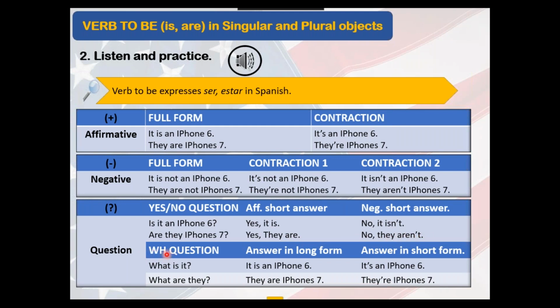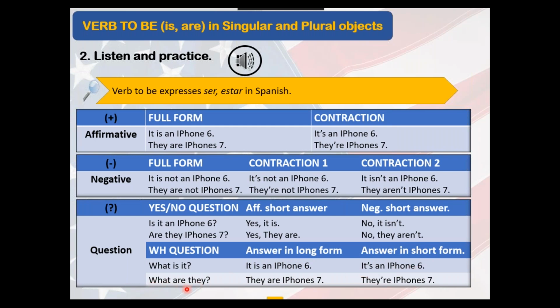Double-H questions. We use double-H questions because we need information, ¿ok? Usamos double-H questions, ¿ok? Para poder averiguar una información, saber una información, ¿ok? For example, what is it? The answer in long form, it is an iPhone 6. Or in contraction, in short, it's an iPhone 6.